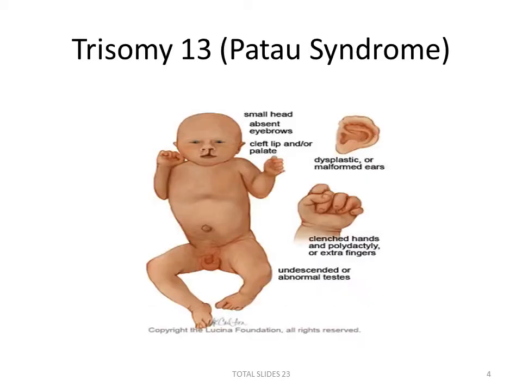Trisomy 13 or Patau syndrome: small hand, absent eyebrow, cleft lip and cleft palate, also congenital heart disease, also clenched hands. Also those children will die in the first year of life.